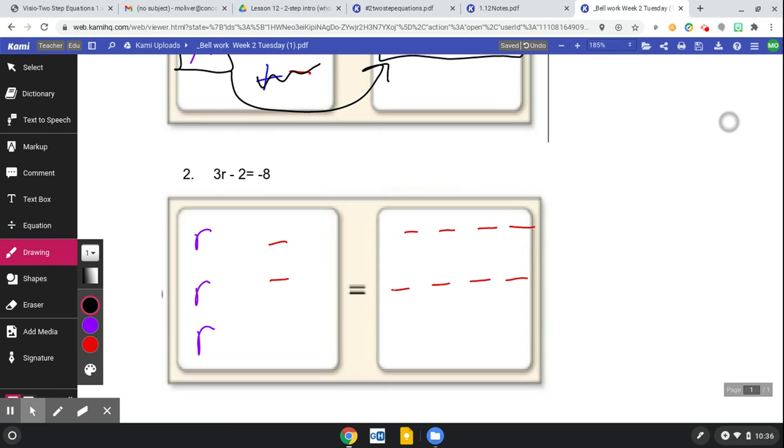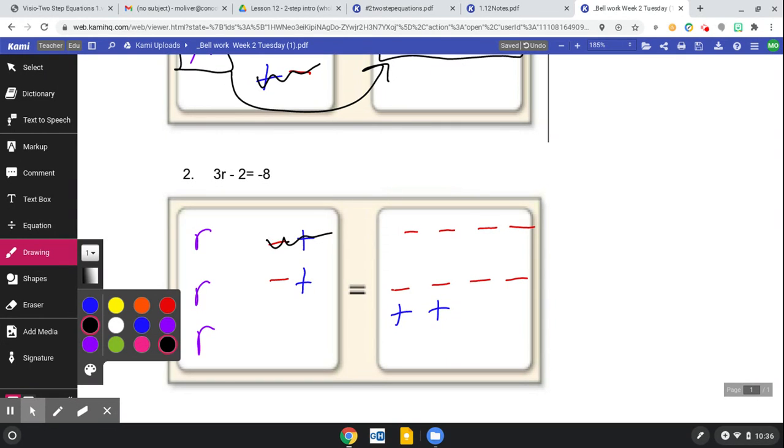All right, so now I have 3r minus 2 equals -8. Well, I need to get rid of these negatives here. And remember, what's the opposite of a negative? A positive. So I actually want to put 2 positives there. And because I put 2 positives on the left side, I have to put 2 positives on the other side. Then I can cancel my zero pairs. That makes a 0. That makes a 0. This makes a 0. And that one makes a 0.